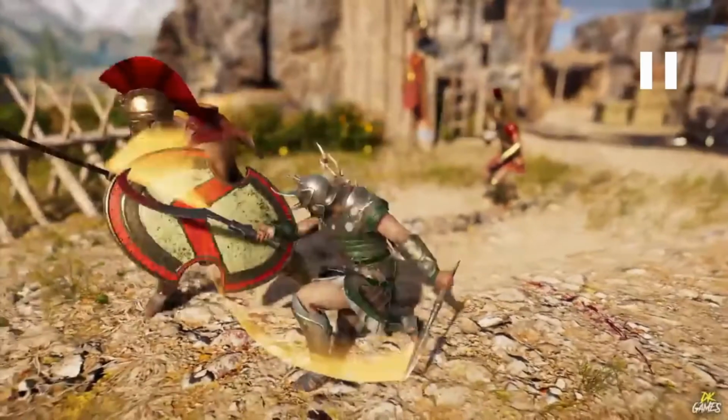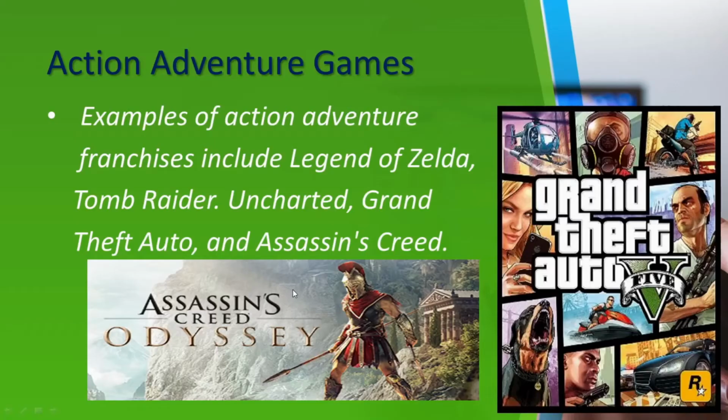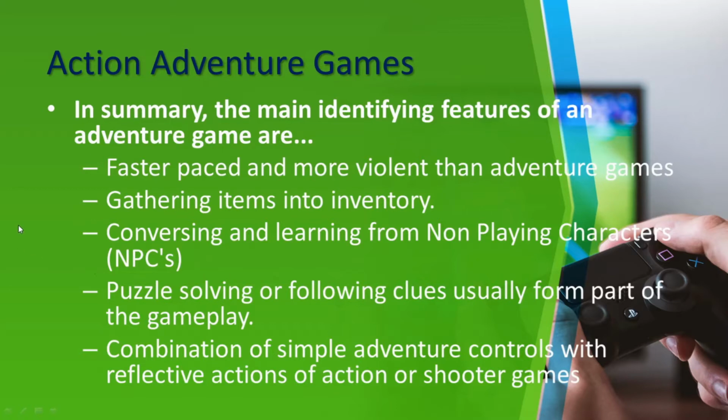Okay, so let's proceed with the main identifying features of your action-adventure. Faster paced and more violent than your adventure games. Gathering items into inventory. Inventory is basically a type of storage for the in-game items that you can collect or loot within the game. Conversing and learning from non-player characters, or NPCs, is also part of the main identifying features of this game genre. Puzzle solving or following clues usually forms part of the gameplay. And a combination of simple adventure controls with reflexive actions of your action or shooter games.